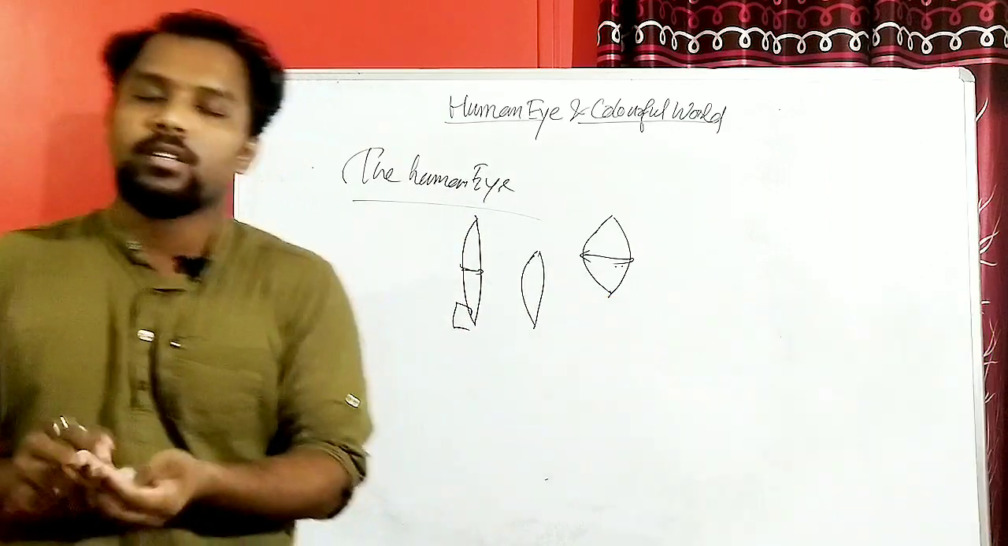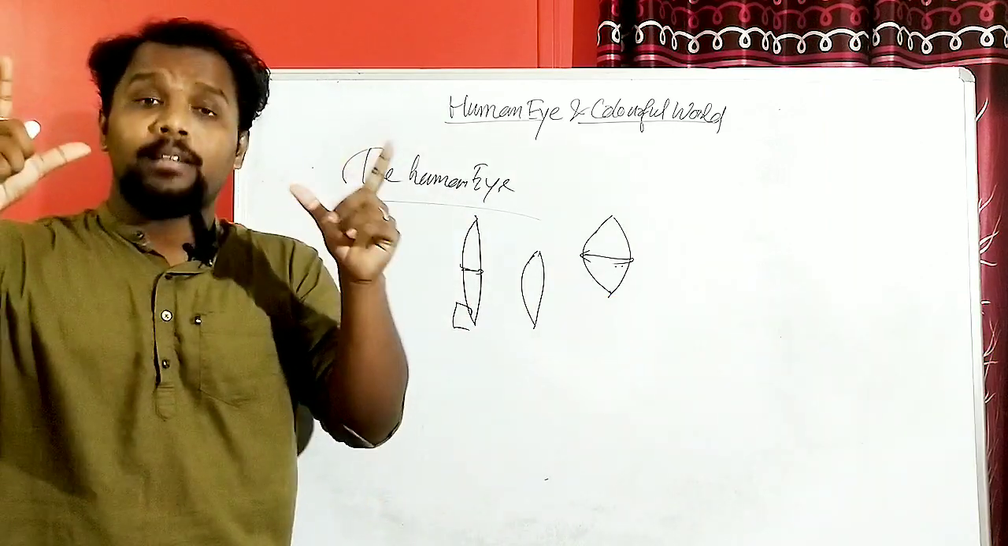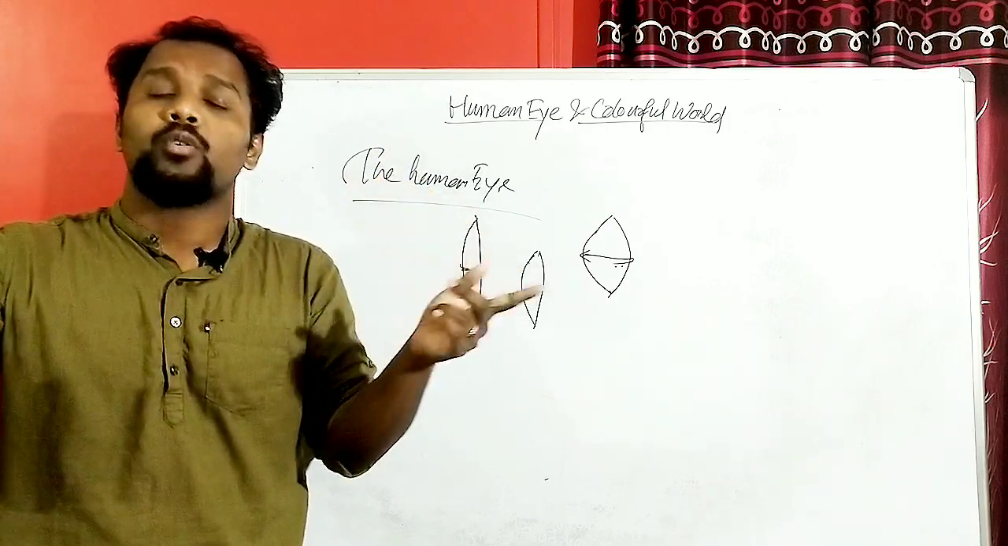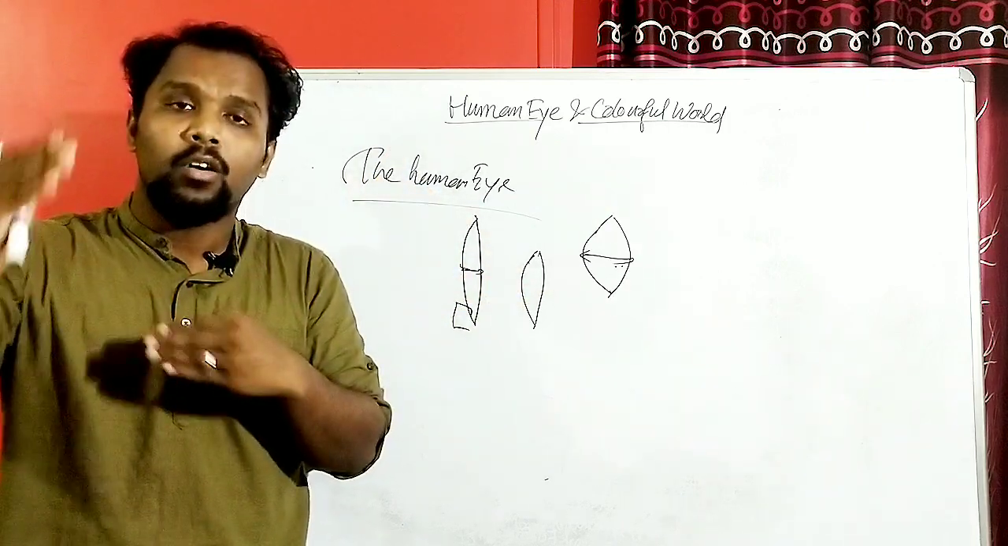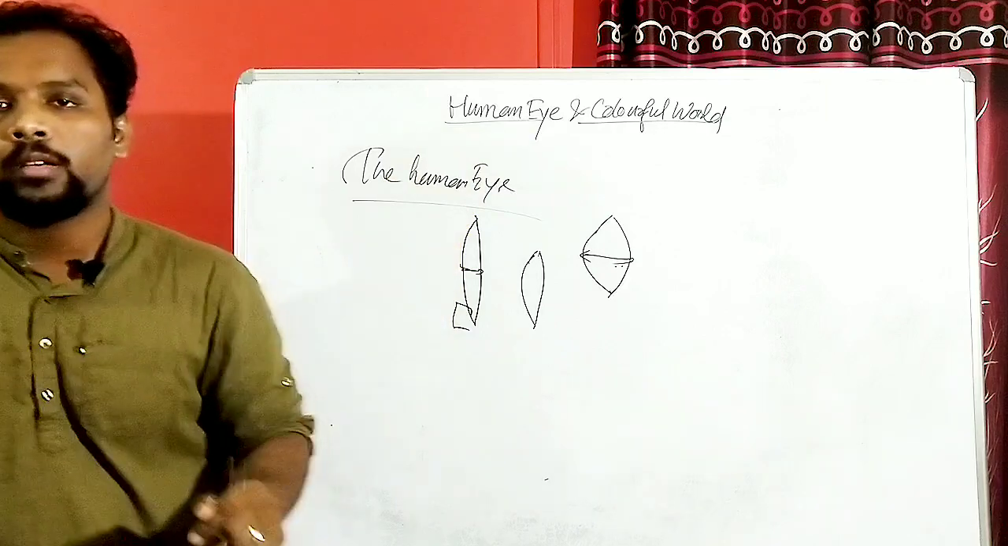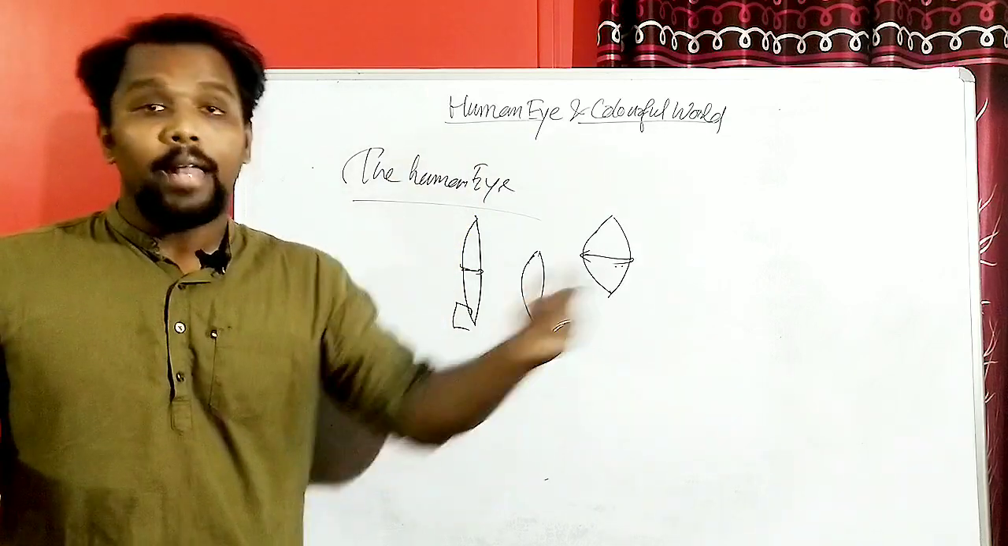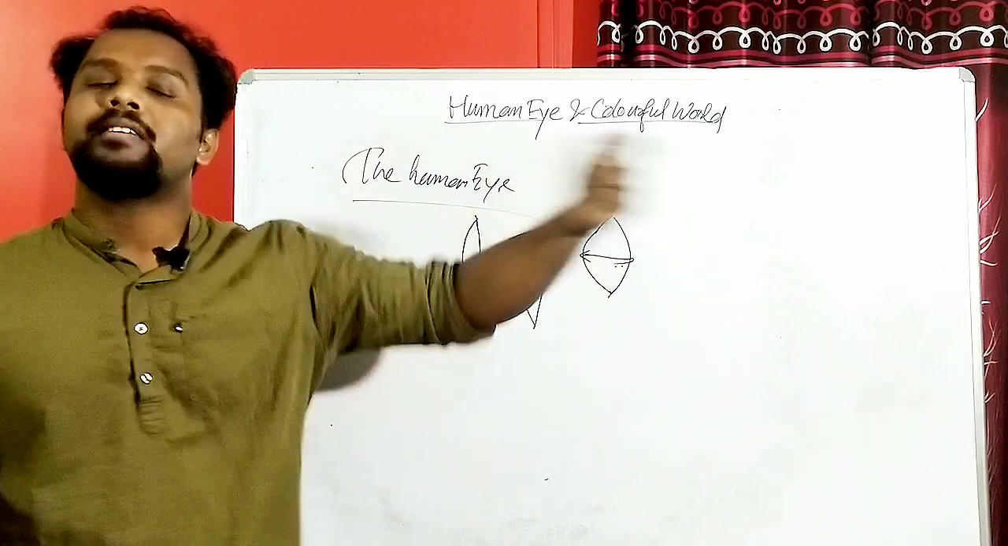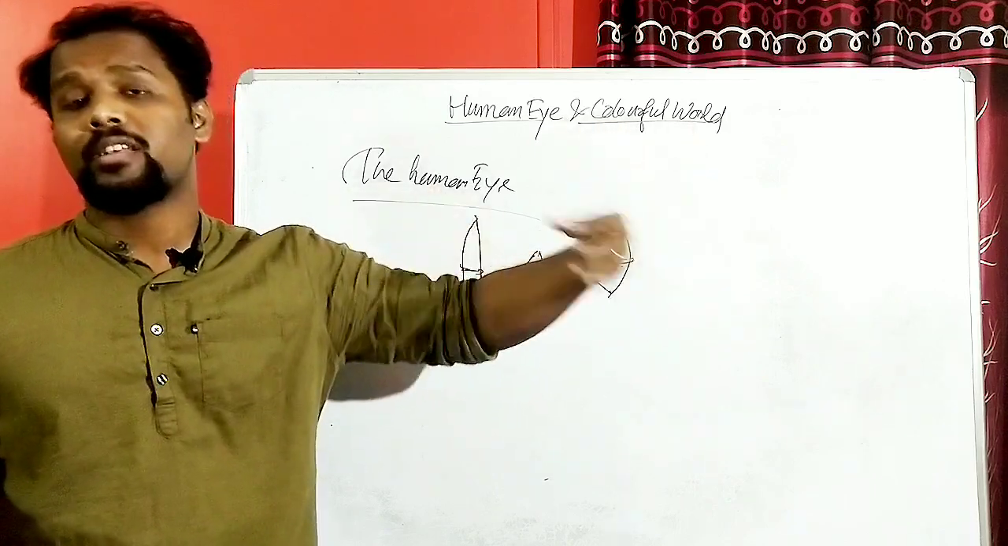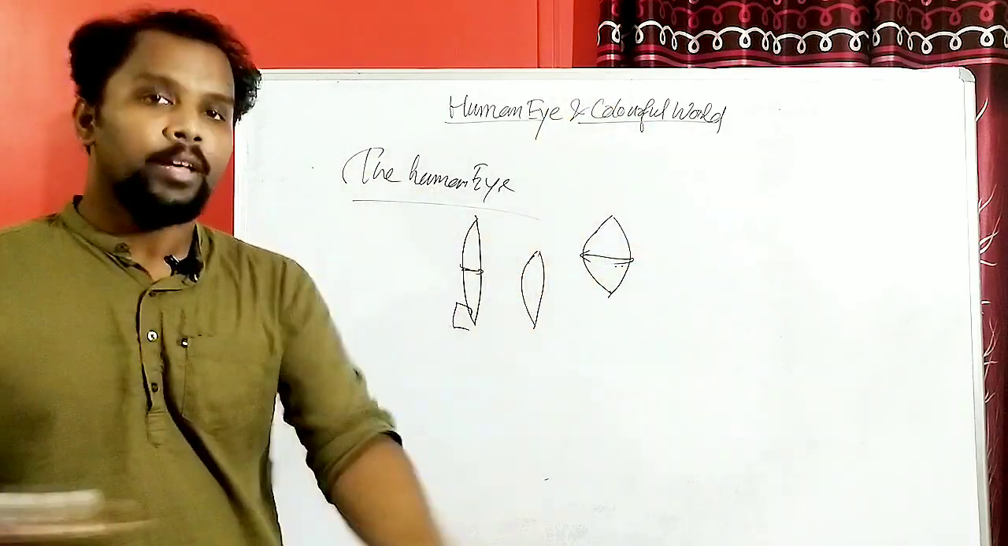That means when we relax our ciliary muscle, what is going to happen? Our lens is going to become thin, and along with that, our focal length is going to increase. And it enables us to see distant objects, which are objects at a very far distance. Simple fact.